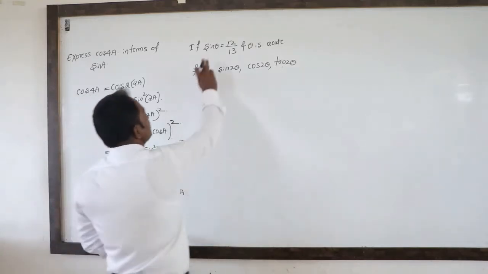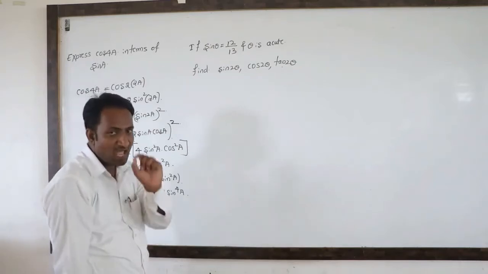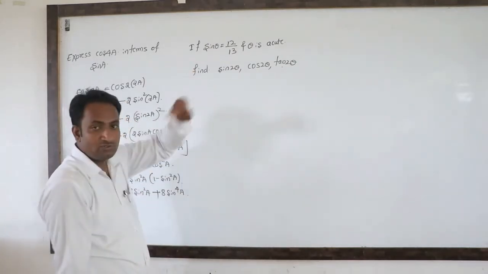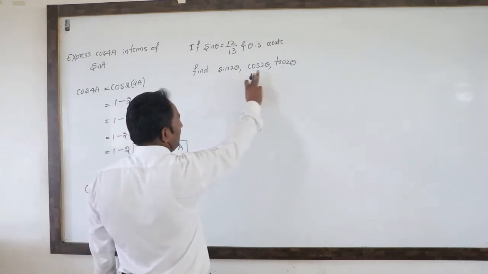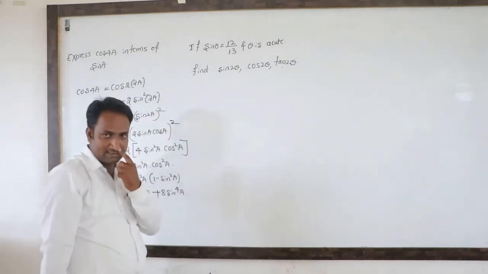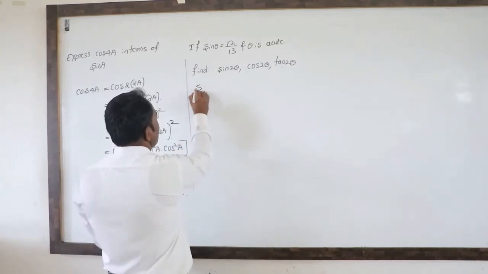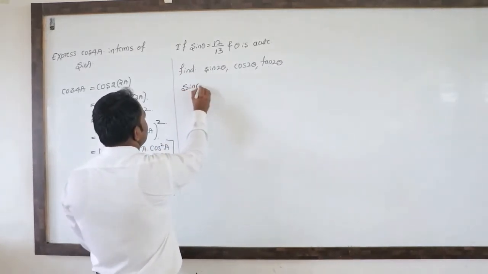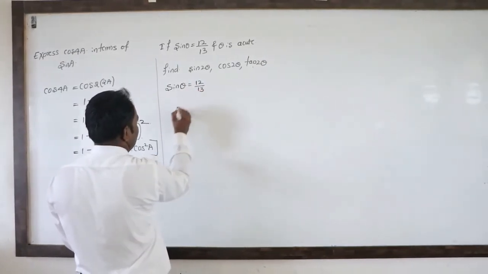Similarly, sin theta is equal to 12 divided by 13. Theta is an acute angle, that is, theta belongs to the first quadrant. Find the value of sin 2 theta, cos 2 theta as well as tan 2 theta. Here sin theta is equal to 12 divided by 13.